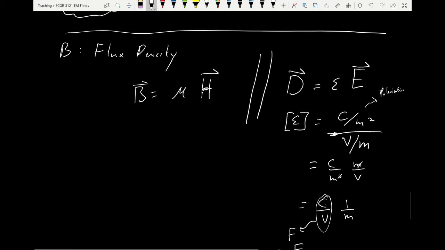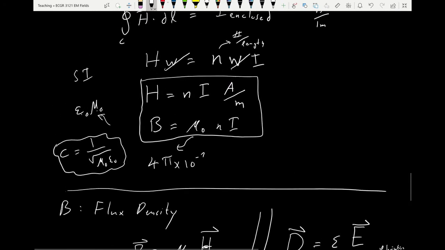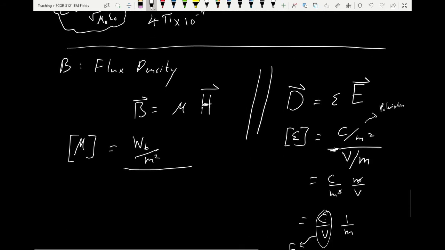So in the same manner, we want to study the units of the permeability. In the same way where the units of D were Coulomb per meter squared, the units of B are Weber over meter squared, right? And H is what? We know that H, we defined it as ampere per meter. Notice the nice duality here.